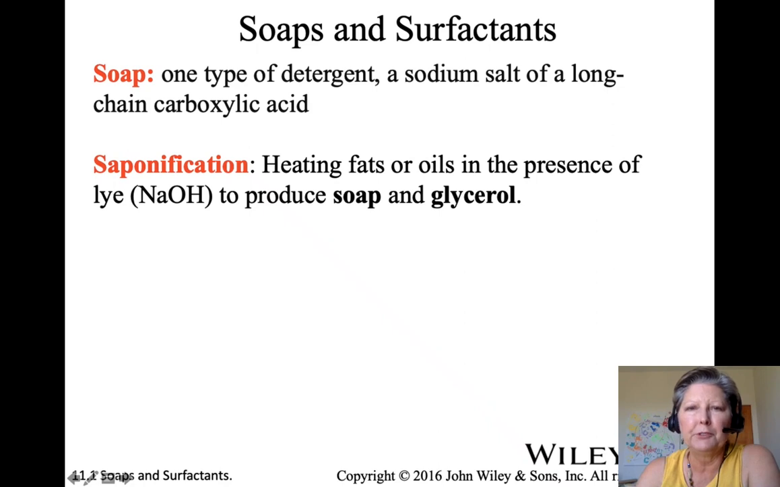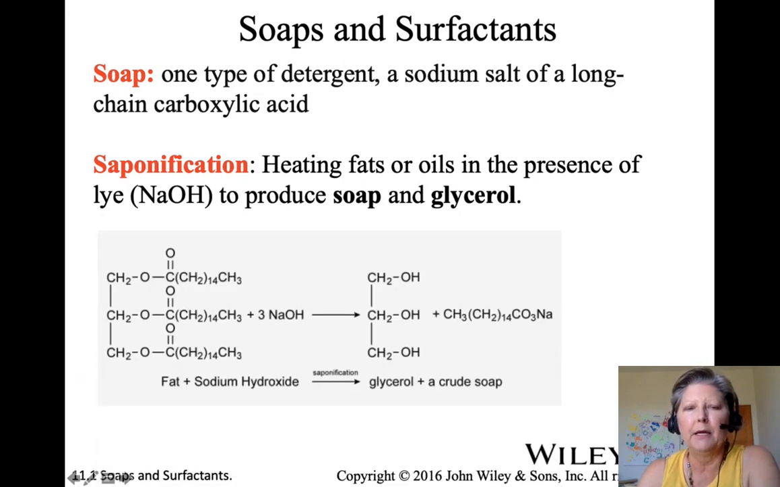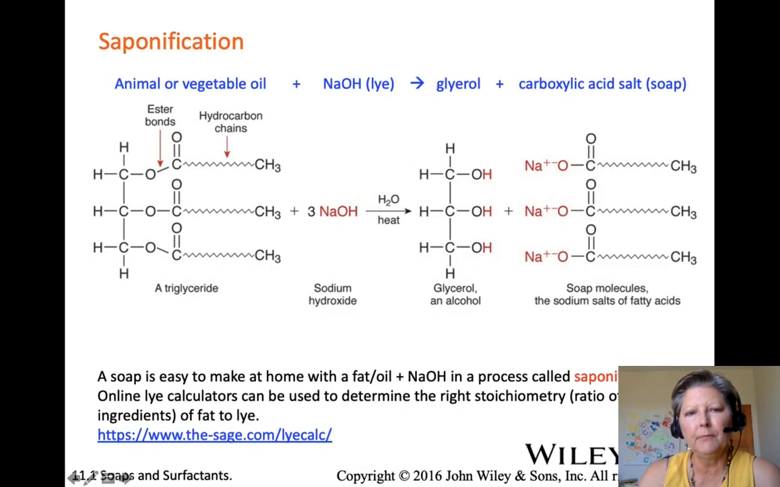Soap is one type of detergent, and it's the sodium salt of a long chain carboxylic acid, and we make that by saponification. That's the heating of fats or oils in the presence of lye to produce soap and glycerin. So let's look at that in a little bit bigger detail. You recall the chapter where we talked about triglycerides and fats and oils.